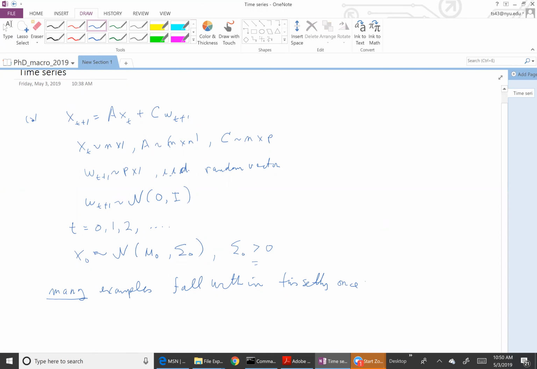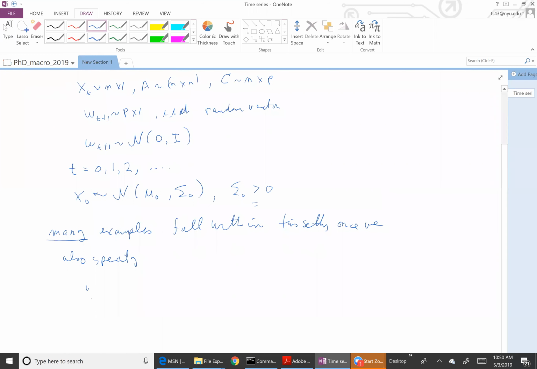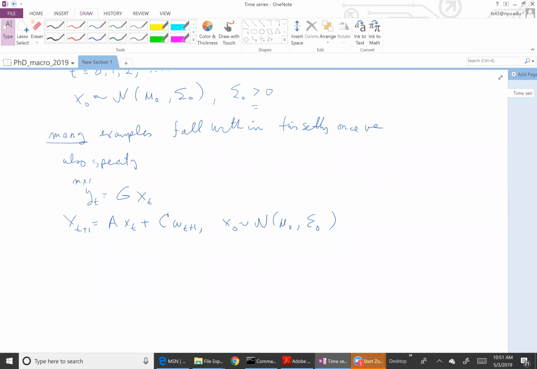Once we also specify a vector yt, which we say is perhaps an m by 1 vector of observables, we're going to just have that be a linear combination of the state. So our complete system is this. We always have to say what the initial condition is.